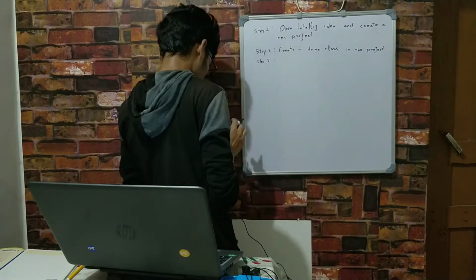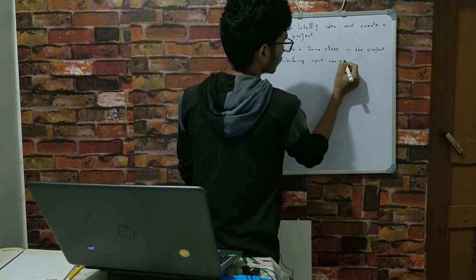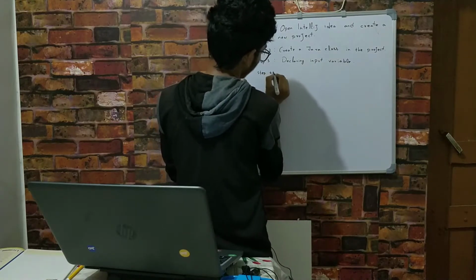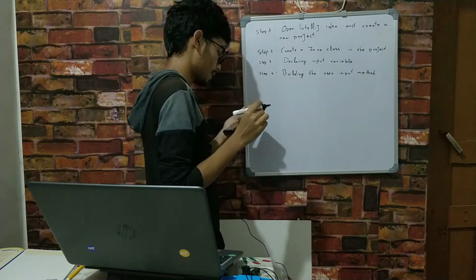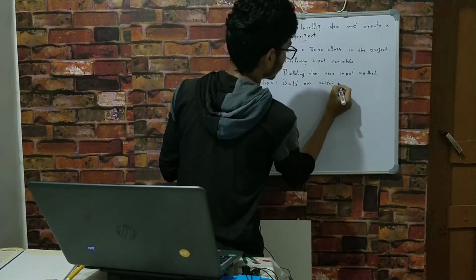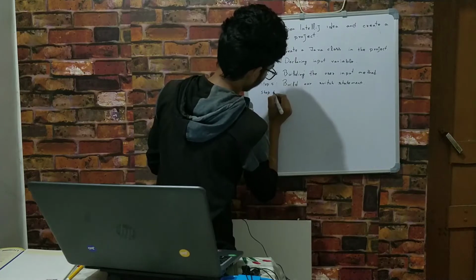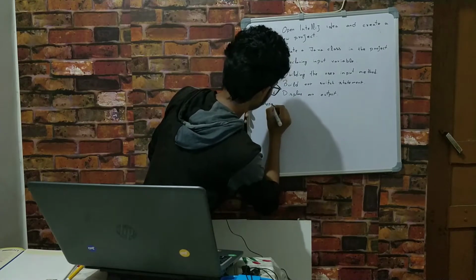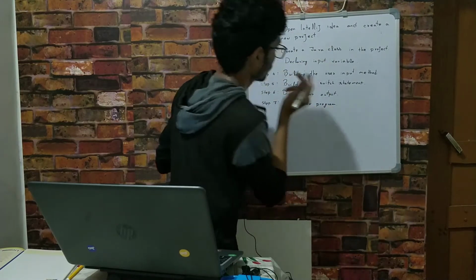Step 3, declaring input variable. Step 4, building the user input method. Step 5, build our switch statement. Step 6, display our output. Step 7, run the program.